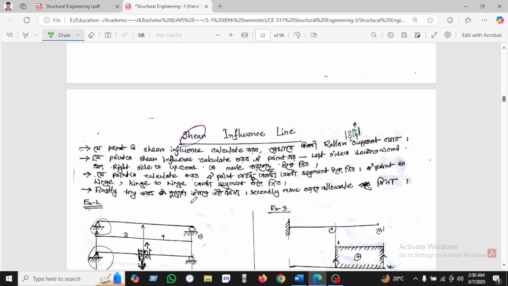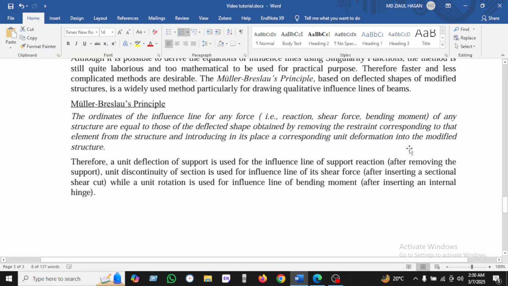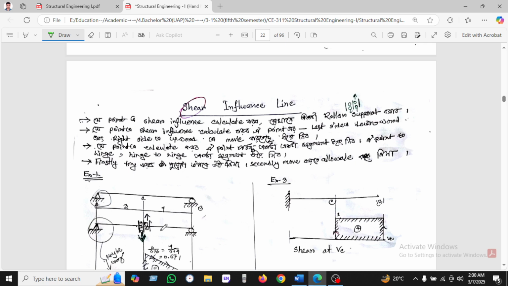Okay, let's see another influence line, and we have been seeing the influence line for shear. So shear, how can we use it? This is the shear after inserting a section cut, so we are cutting the section, or we are using the roller support. In the upper portion we will take it upward, and the lower portion we will take it downward.